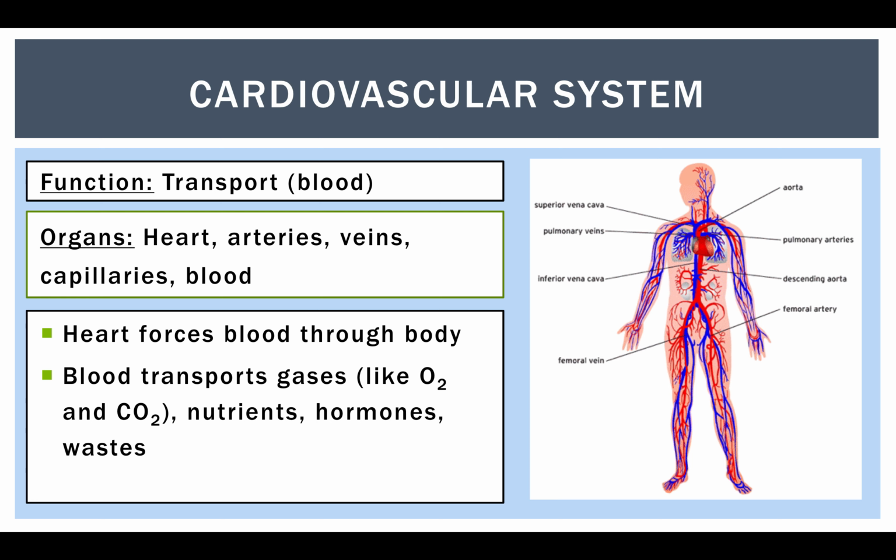The blood is important because it transports gases like oxygen and carbon dioxide, as well as nutrients, hormones, and wastes.